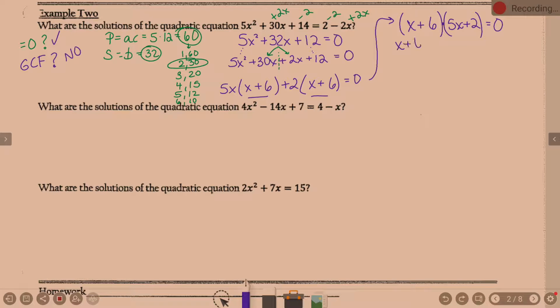So we know that either x plus 6 equals 0 or 5x plus 2 equals 0. Basic equation solving here. If it's x plus 6, we're going to subtract 6, and x is negative 6.